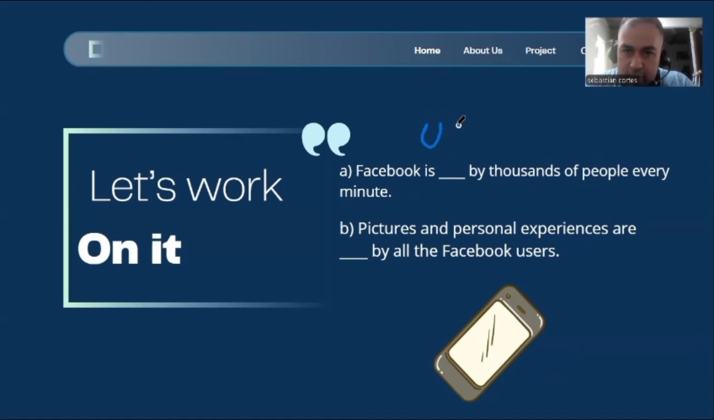So Facebook is used by thousands of people every minute, every single minute, basically, of course.